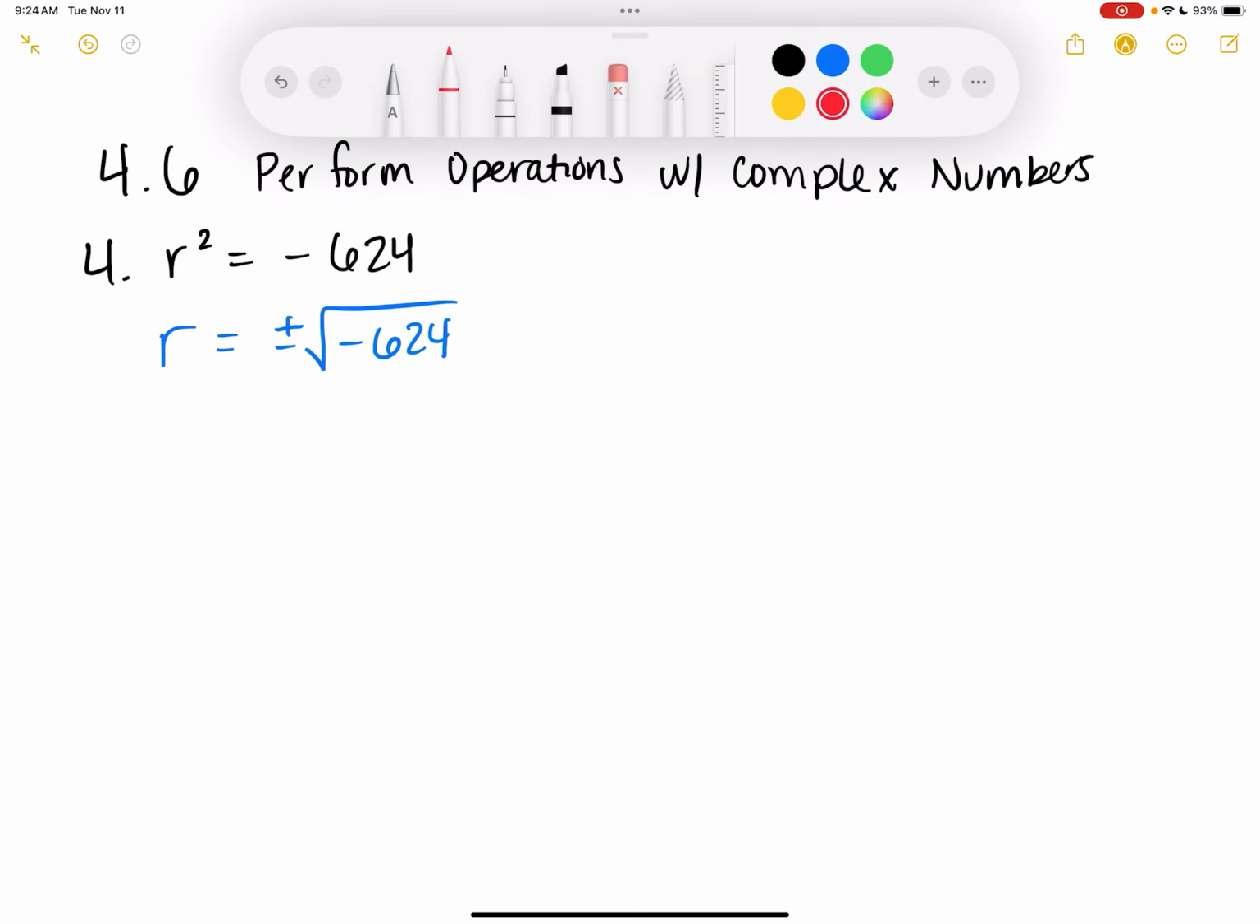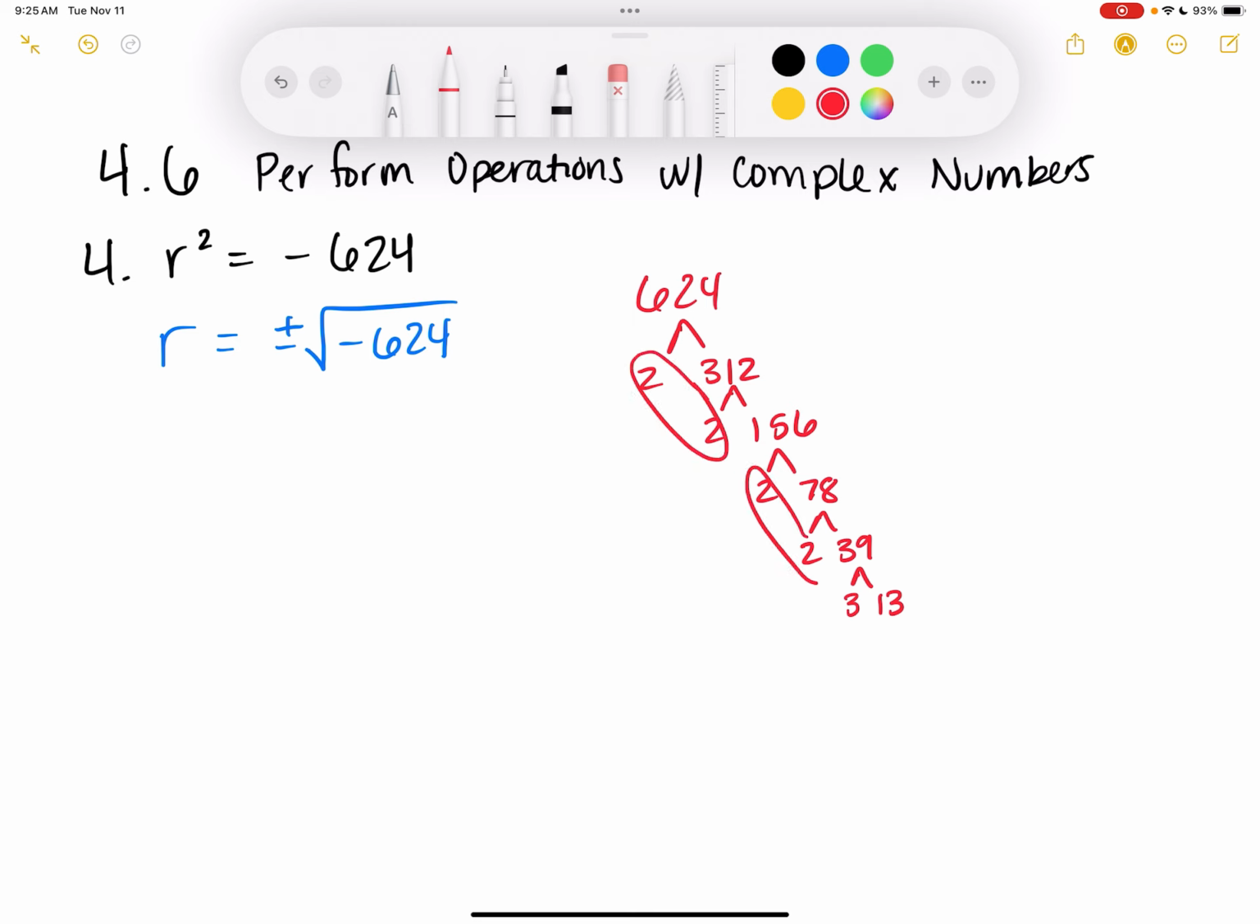So 624 can break into what? 2 and 312. 312 can break into 2 and 156. 156 can break into 2 and 78. 78 can break into 2 and 39, and then 39 into 3 and 13. Those obviously can't break down any farther, so take out groups of 2.